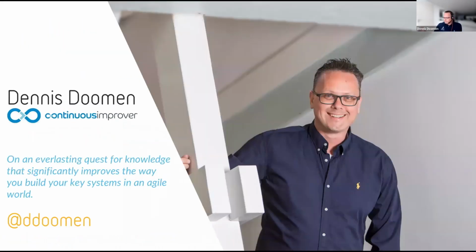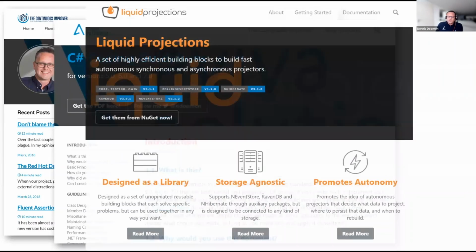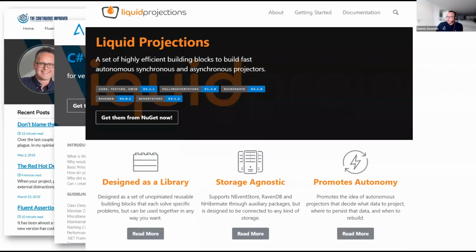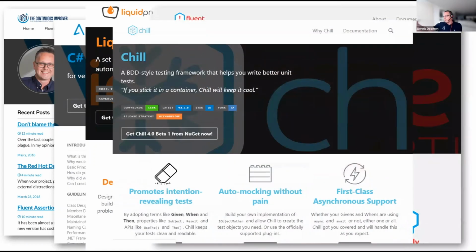This is me. I was just introduced. I can skip this. Yes, I have a blog. I have coding guidelines for the last 20 years. I have an event sourcing related project that is kind of feature complete, and of course Fluent Assertions. Oh yeah, and there's Chill. So I'm pretty active in the open source community.